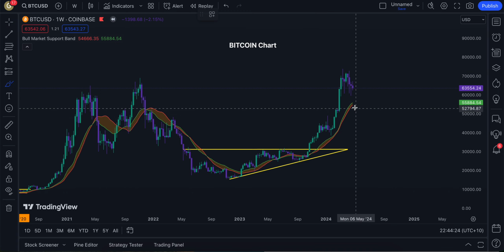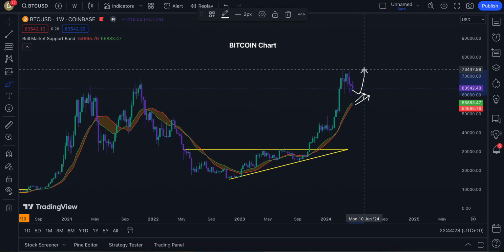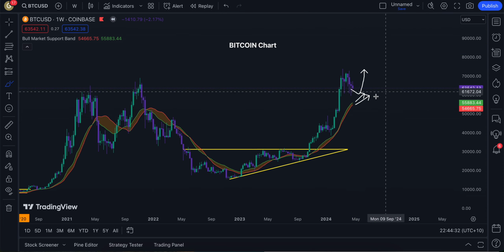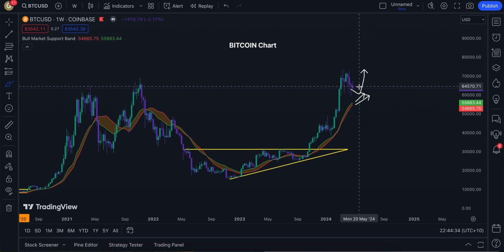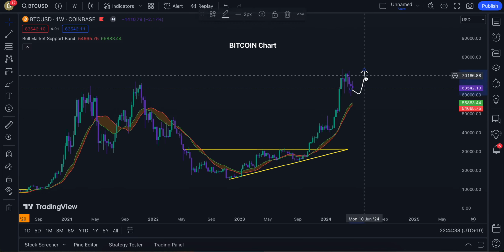Perhaps we might get price moving up here like this, as the bull market support band bounces off here and continues higher later this year towards that 100k zone. Or we consider that price doesn't do that and it actually keeps moving in that supported, bullish trend as it continues up.